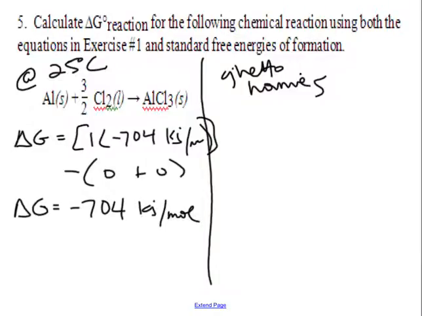Okay, now I want to do it again, but this time I want to use Gibbs homies. You guys have already calculated delta H and delta S for the reaction throughout the in-class problems, so I want you to find those. Holler them out when you get to them. Problem number 1, you found out delta H.